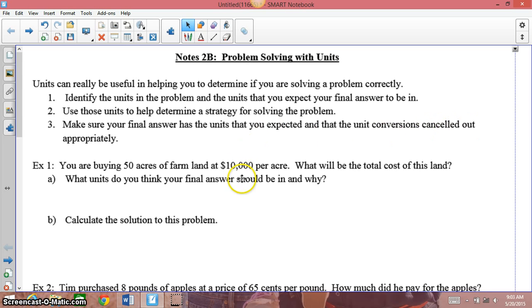So I'm going to look at a couple of examples here. We'll start with example 1. It says you're buying 50 acres of farmland at $10,000 per acre. What will the total cost of this land be? So in part A, it says, well, what units do you expect your final answer to be in and why? And, for example, here you can see the question is asking what will the total cost.